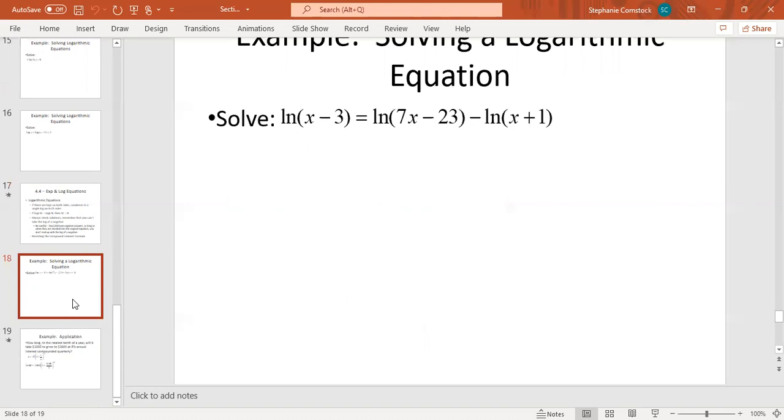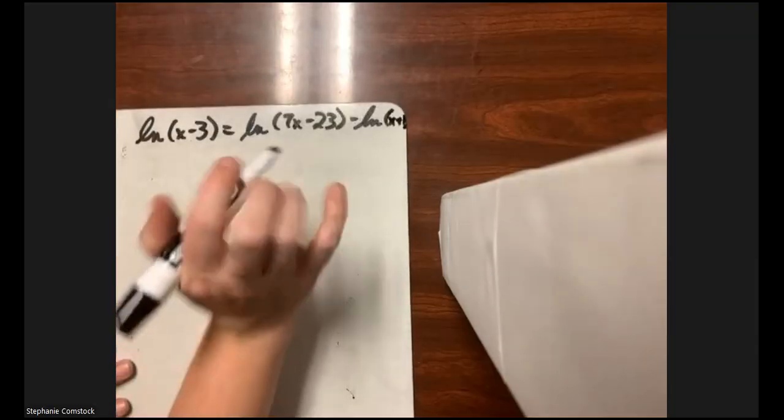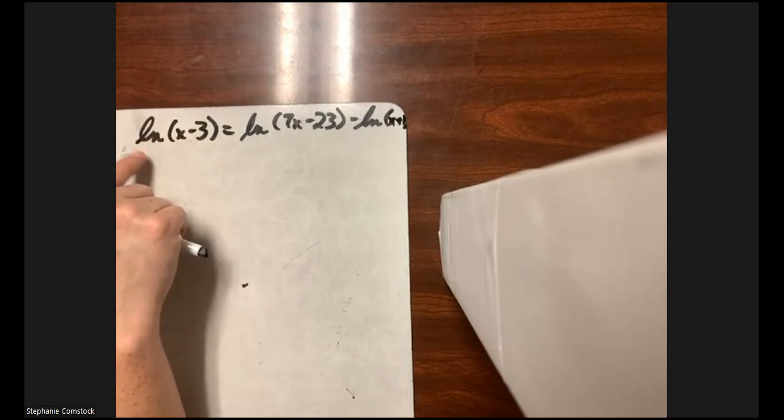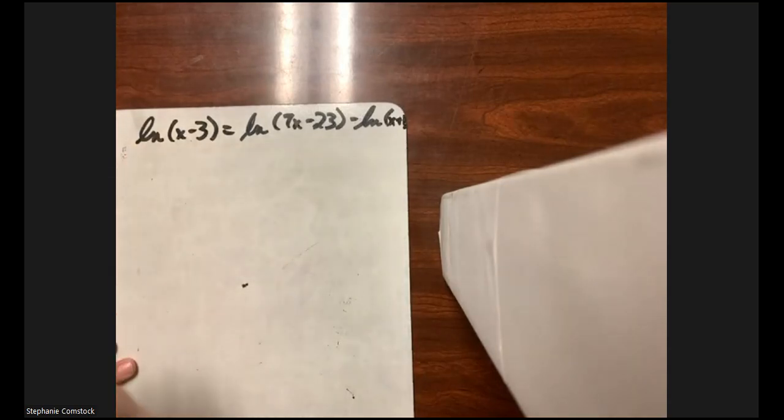So we're going to do natural log of x minus 3 equals natural log of 7x minus 23 minus natural log of x plus 1. Now this side already has a single log by itself, so I don't need to do anything over here. But what I do need to do over here is I need to condense.